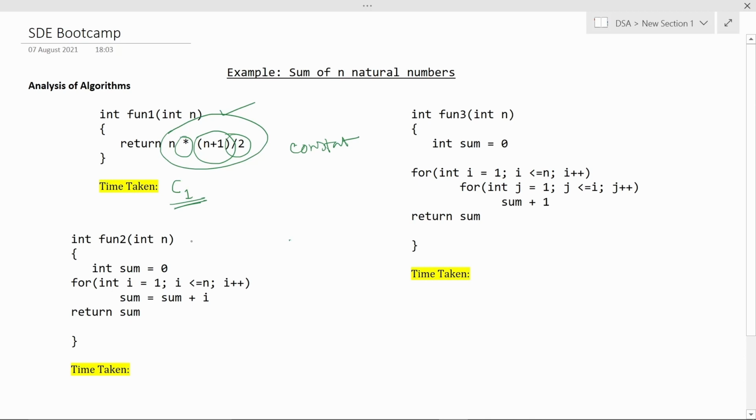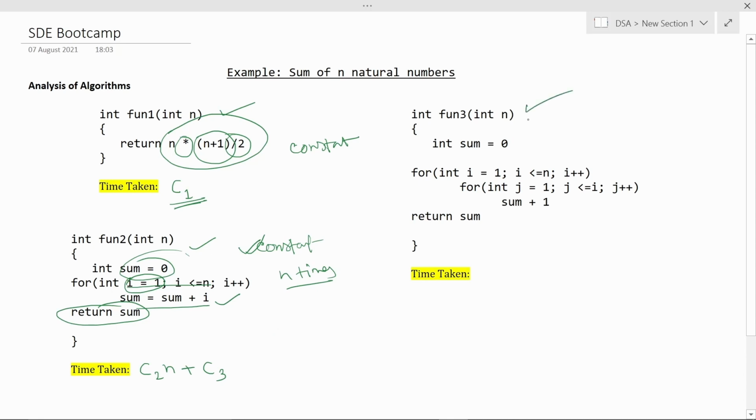Now look at the second function. In this function, we are running a loop from 1 to n and doing sum equals sum plus i. This expression is happening n times, and there are certain expressions that happen only once. For example, sum equals 0 happens once, the initialization of i equals 1 also happens once, and the return sum also happens once. So some things are executed a constant number of times and others are executed n times, like sum equals sum plus i. That is why the time taken by this algorithm will be C2n plus C3.